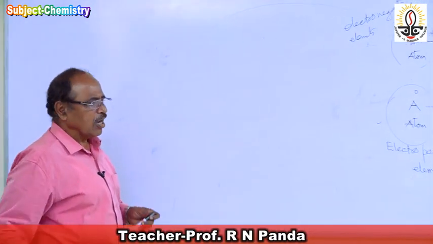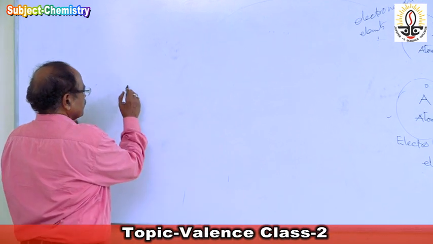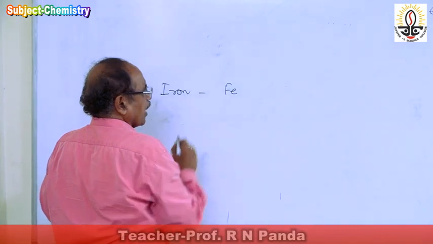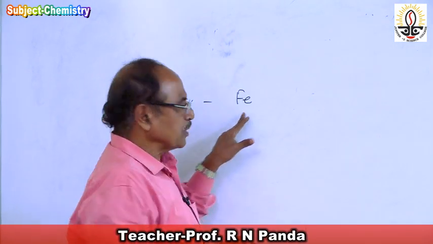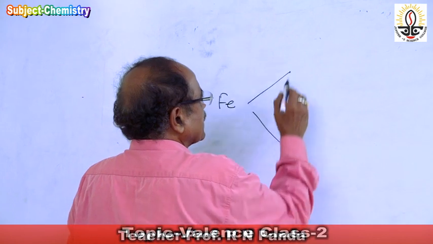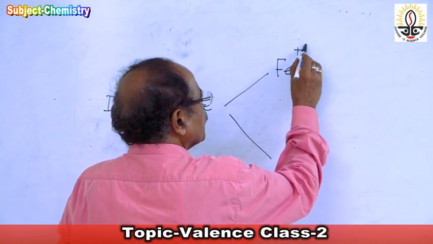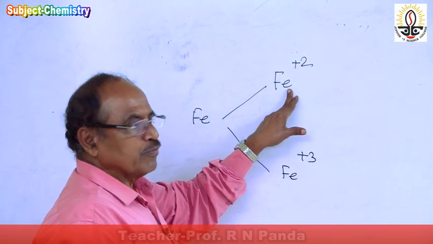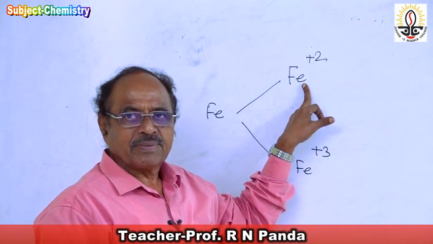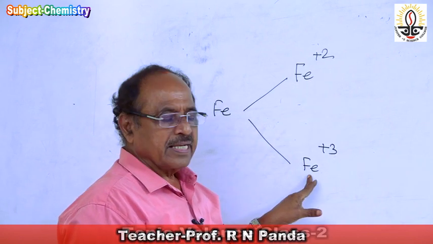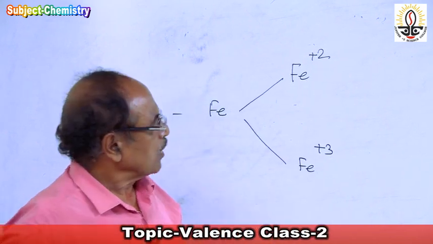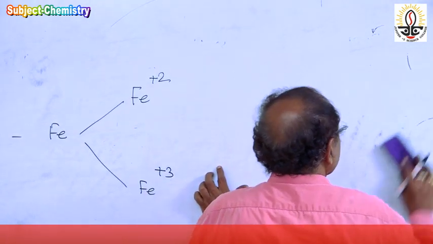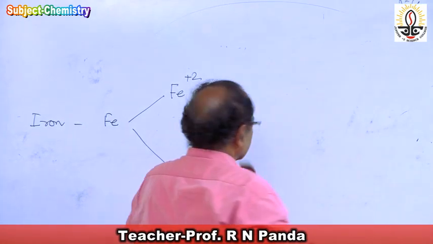So I am coming to a very common element, iron. The iron symbol is Fe. So this iron exists in 2 states, Fe plus 2 and Fe plus 3. It can form plus 2 valence state, take part in chemical combination, and plus 3 valence state, take part in chemical combination. So it is a higher state. Which one? 3 is a higher state, 2 is a lower state.